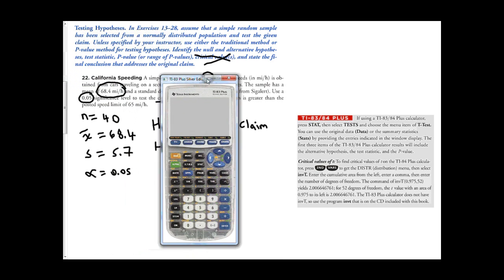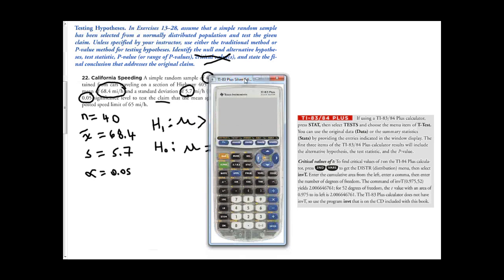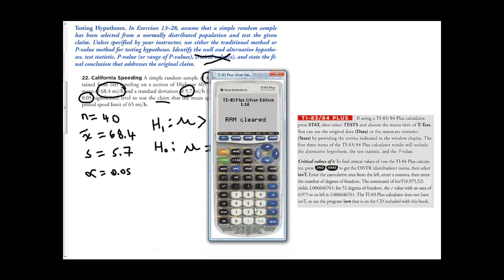So let's bring in our TI. Turn it on, and using the TI-83 or 84, press stat. So we go to stat, we go over to tests, and the test that we're doing now is a t-test. That's number 2 here. So I hit number 2 for the t-test, and it asks me if I have data or statistic. I want to highlight that I have statistic and press enter.